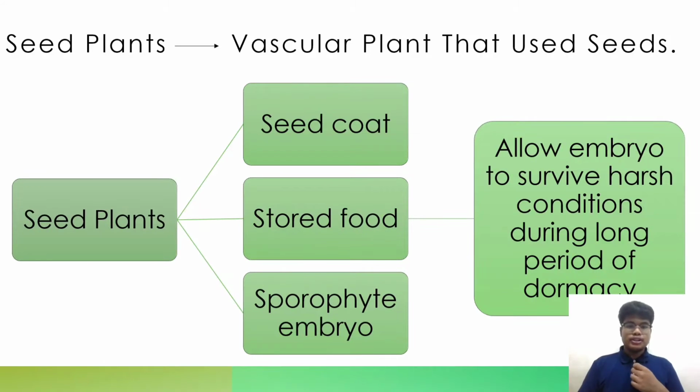So what are seed plants? Seed plants are vascular plants that use seeds in the dispersal stage of their life cycle. Seed plants store food within their seed coats with the sporophyte embryo. The stored food and seed coat allow the embryo to survive harsh conditions during a long period of dormancy, which is a rested state until a favorable environment is achieved. So when a seed germinates, the stored food becomes a source of nutrients for growth.